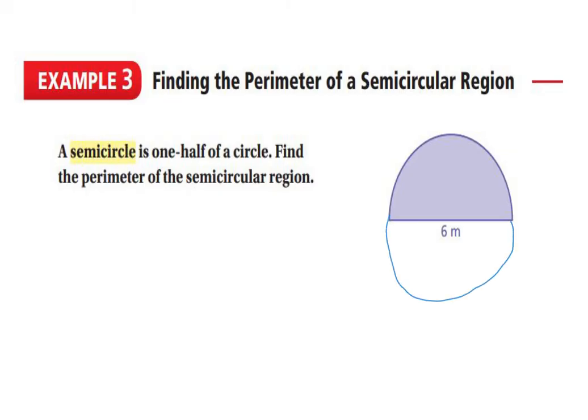Obviously, a full circle, if we could visualize that. Oh, that's a horrible circle. It looks more like an Easter egg. But there's our whole circle. 6 meters, that's our diameter. So let's go ahead and find the circumference of the whole circle.